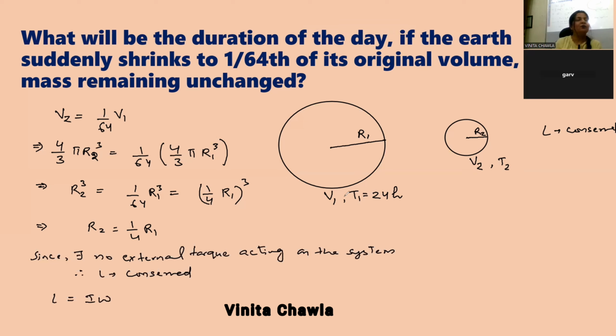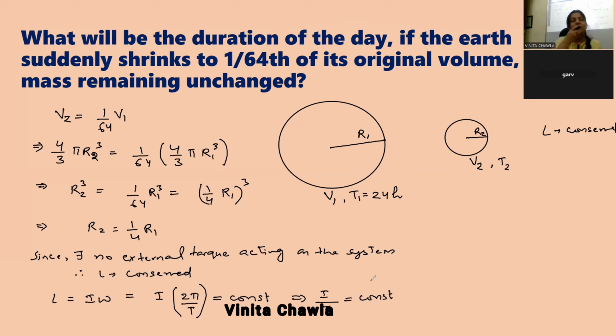Do we have angular speed or angular velocity of the planet? No. We have time period. Can we relate omega with T? What is the relation between omega and T? It's 2 pi by T. Okay, I into 2 pi by T, this is a constant. And see, because 2 pi is a constant, so we can write I by T is a constant, right?